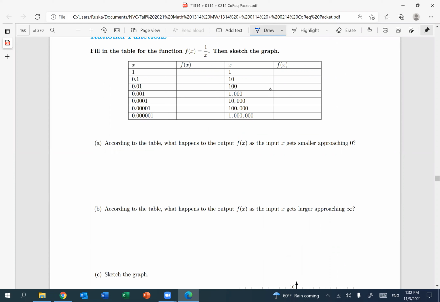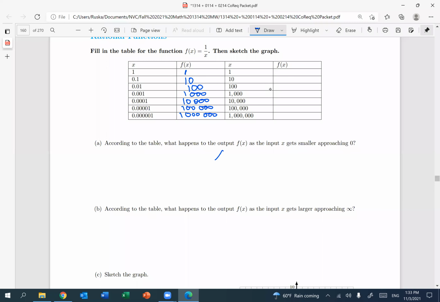So when x is 1, 1 over 1 is 1, right? Now when x is 0.1, 1 divided by 0.1 is going to be 10. 1 divided by 0.01 is going to be 100. And then you're going to have 1,000. And then you're going to have 10,000. And then 1 with 5 zeros, 100,000. And then 1 with 6 zeros, it's a million, right? Okay, so this is what happened. So that's the question they're asking. According to the table, what happens to the output, which is f of x, when the input gets smaller, approaching 0?